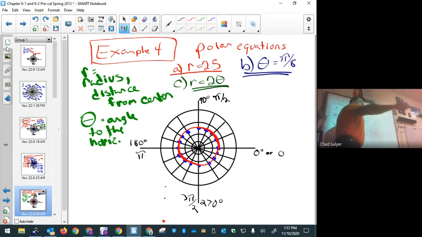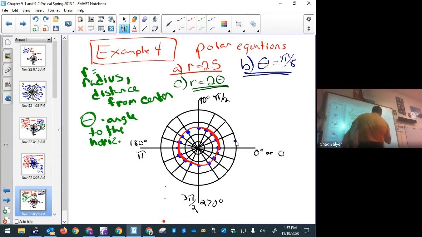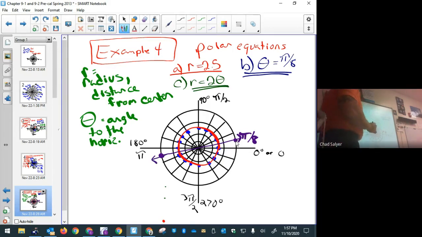So pi over 8, that's less than pi over 6. You guys agree? So it's going to be somewhere in here. Let's just say this is pi over 8, and this can be 180 degrees opposed to pi over 8. So our line is going to be that. So that is our straight line in polar.